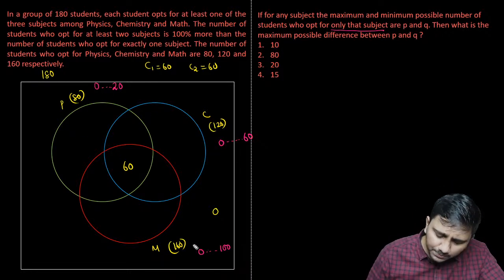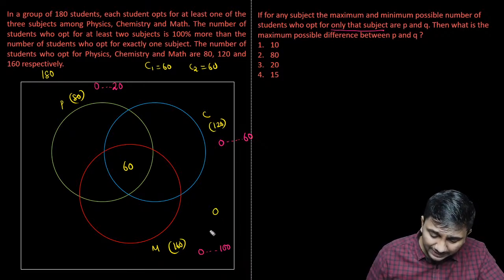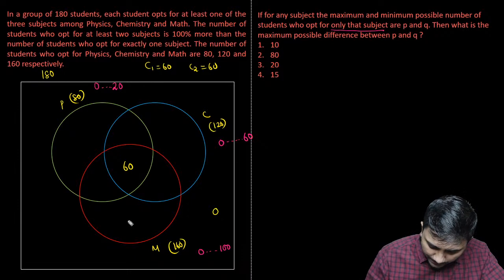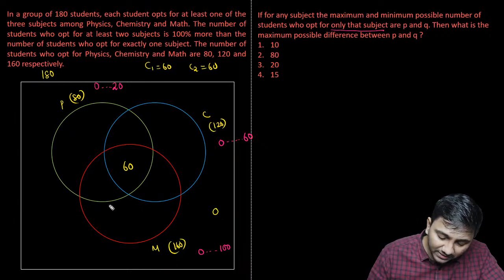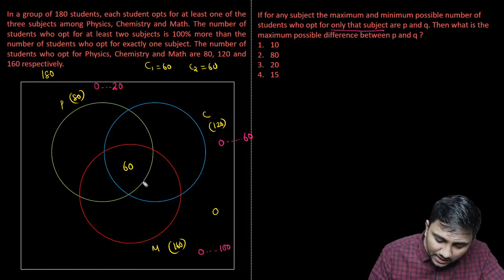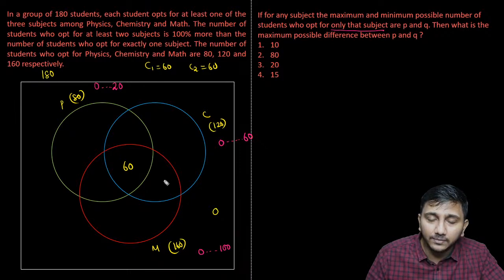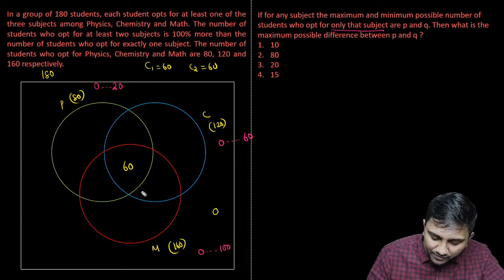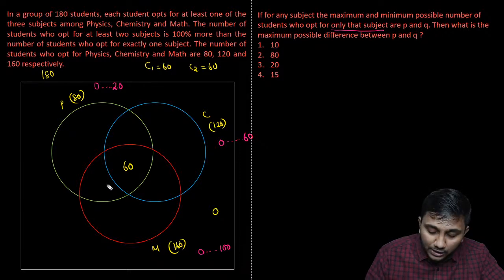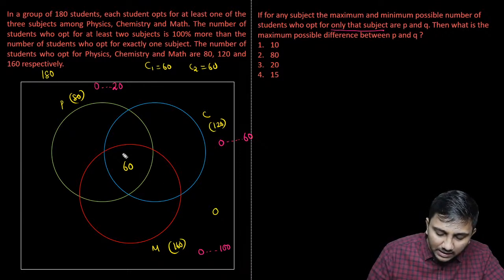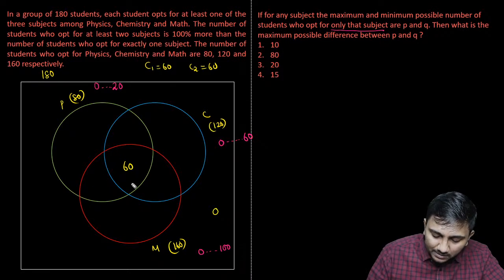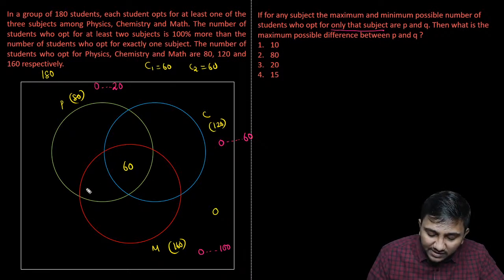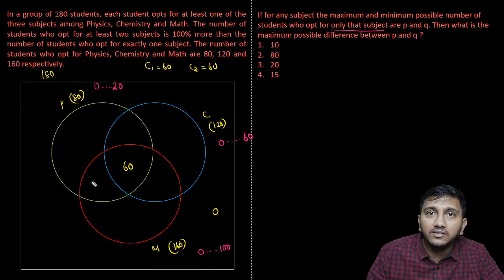Okay, so is it possible to have 0 here? Let's see. If I have to put 0 here, that means I should get my 160 completely from the 60 and these two places. That means I have to get 100 from these two places. It's not possible because C2 is only 60. So there is no way you're going to get 100 from these two places. The maximum you can get from these two places is 60, right? So the maximum sum you can get in this area is 60 plus 60, a maximum of 120.